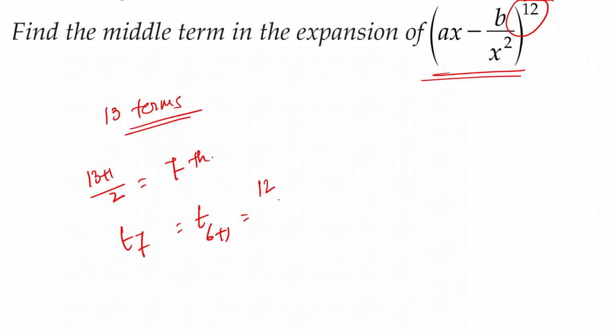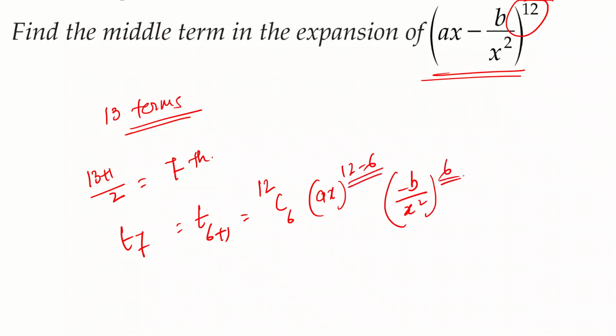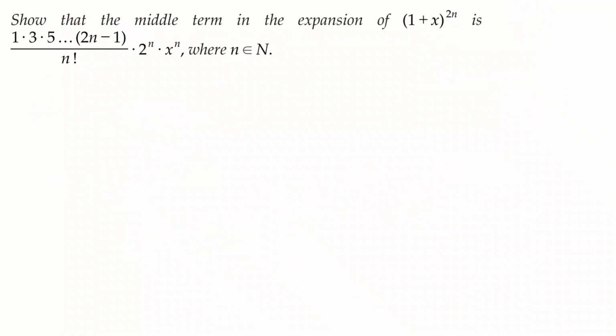So it is 12C6 AX to the power of 12 minus 6, minus B by X square to the power of 6. This is head minus leg and this is leg. Now you simplify it and find out the answer, and that is our middle term. Okay, one more question on middle term.